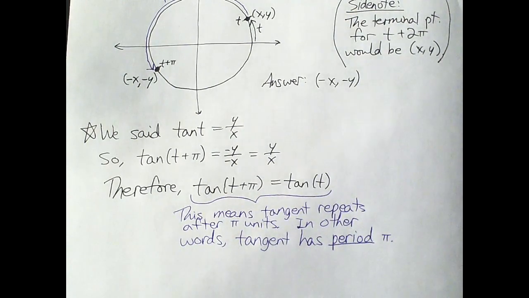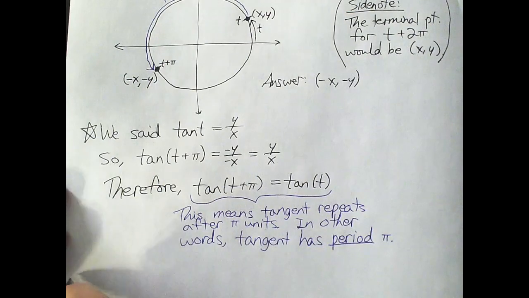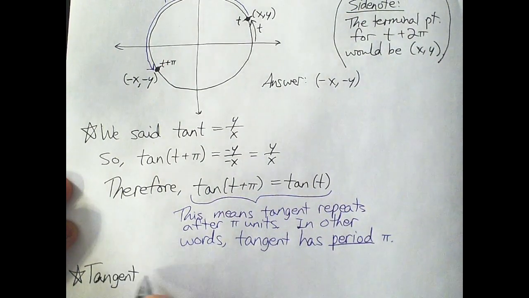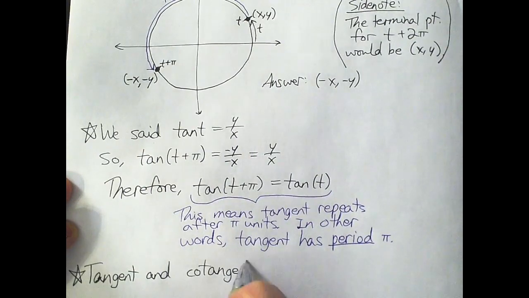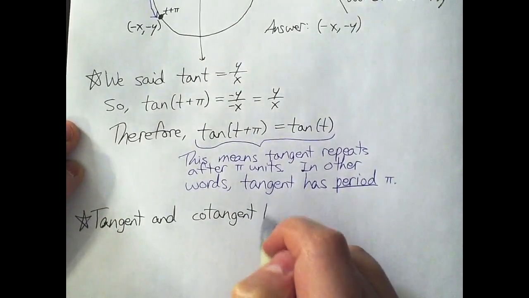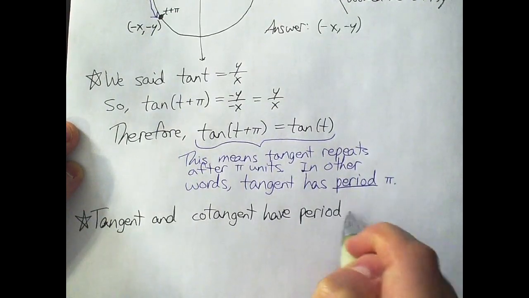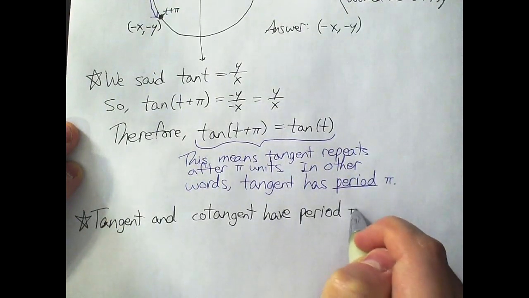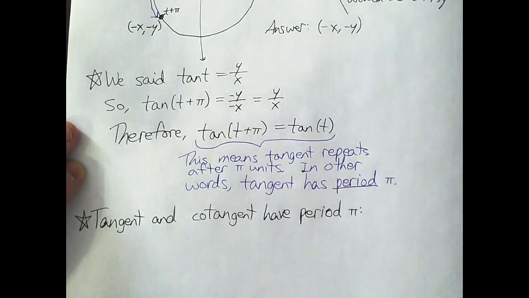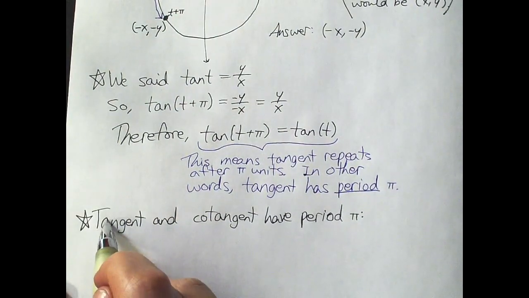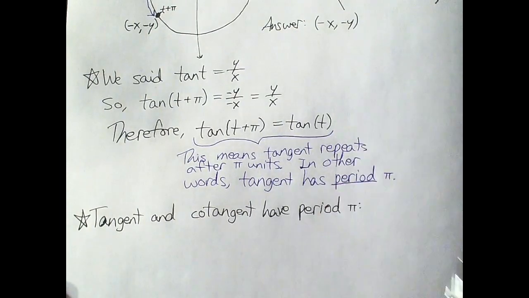Okay, let's talk about the other trig functions as well. And what I've decided to do is we're going to talk about tangent and cotangent together. And I'll tell you that tangent and cotangent both have period pi. We basically just derived that idea for tangent. We basically just explained why tangent has a period of pi, and you could do something similar to figure it out for cotangent.